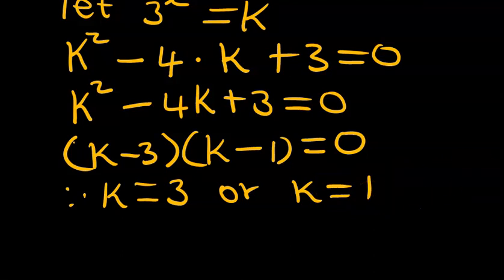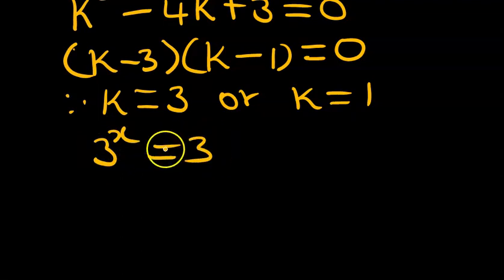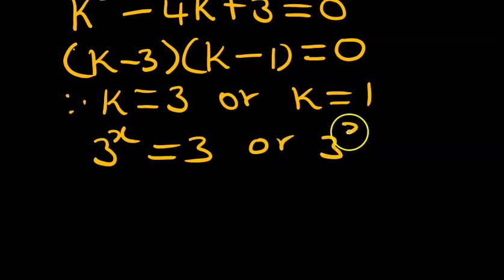Remember, we haven't finished yet. Here we are solving for exponents. Since we now know that k is equal to 3 and k is equal to 1, we equate 3 to the power x to 3, or 3 to the power x is equal to 1.